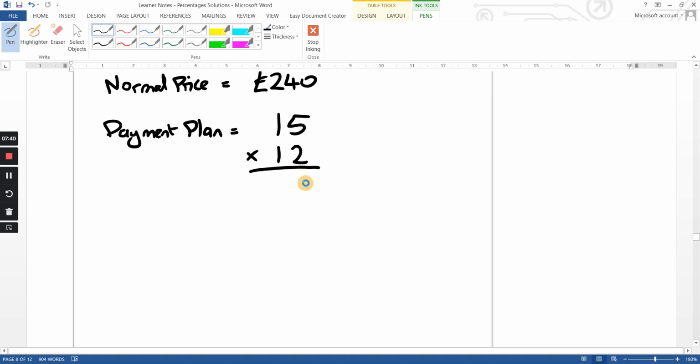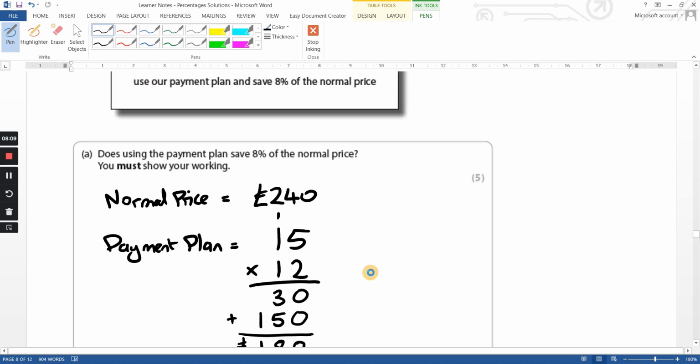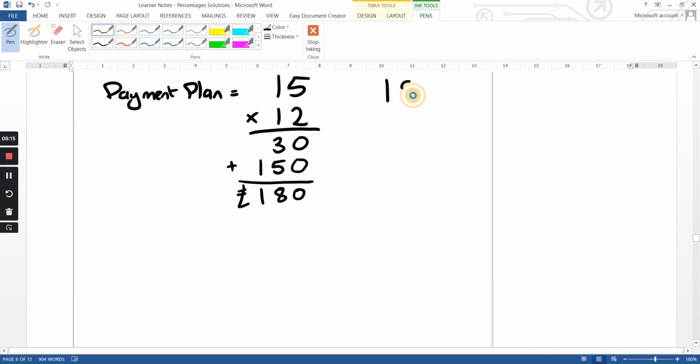5 times 2 is 10. Carry the 1. 1 times 2 is 2, plus the 1 carried is 3. Okay. Then I've got to put a 0 down and think of this as a 1 when it's in actual fact a 10. So 5 times 1 is 5. 1 times 1 is 1. Add these two together. You'll get £180 for the payment plan. Plus the deposit of £36 as well, so I'll have to do 180 plus the £36.